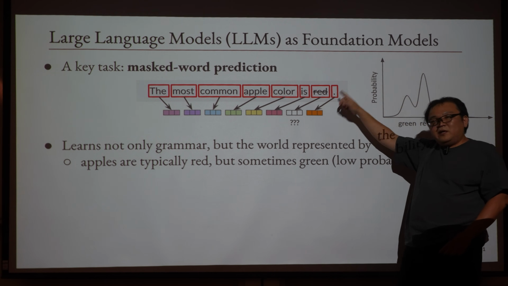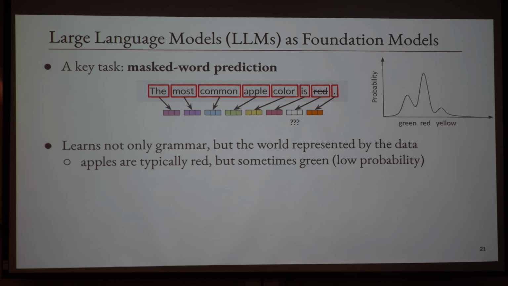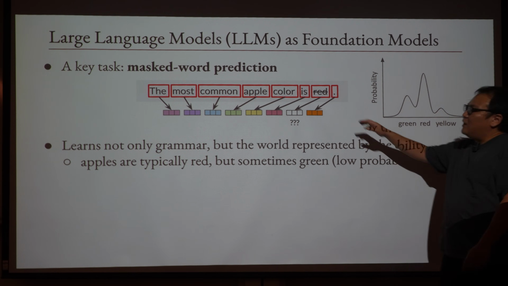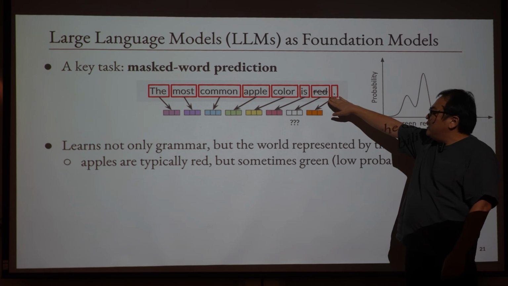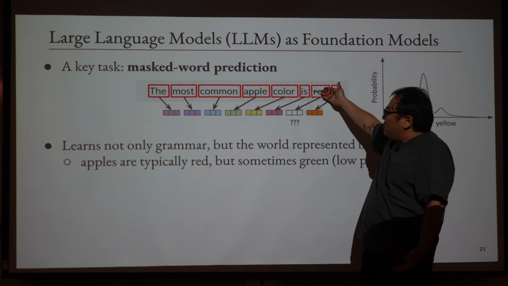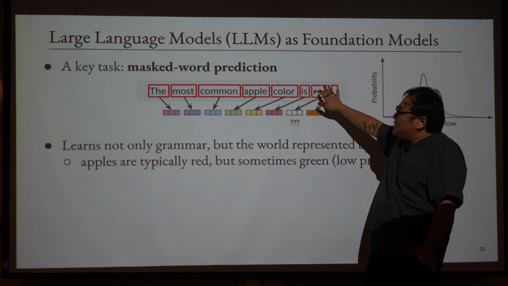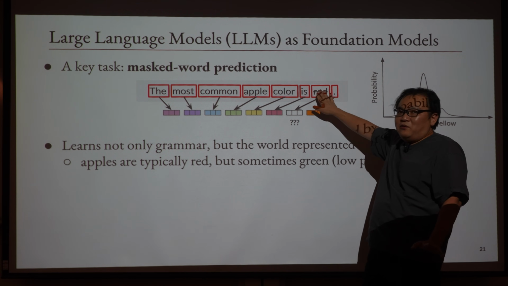The model is trained this way with all different kinds of sentences, with different masks for different words. If you just focus on this, how does the model learn to get the word red? First, it has to understand maybe grammar, because there is a set of words that means color, and also it's not a verb. So obviously it has to learn some grammar, but it learns more than grammar.